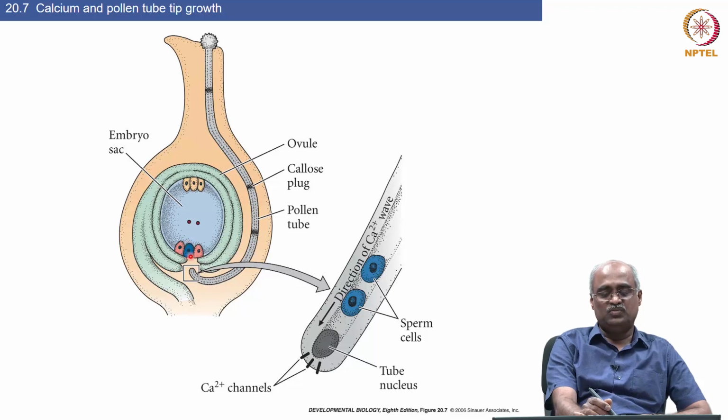One is going to fuse with this egg cell nucleus, and that is the normal fertilization generating a zygote, and the other one is going to fuse with these 2 nuclei of this endosperm precursor cell. This is going to become the endosperm, and this multinucleate cell finally is going to make the food reserve for the developing embryo, which we call the seed.